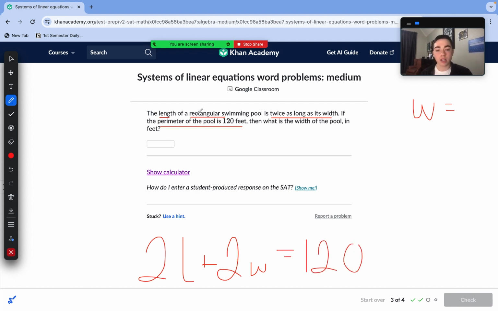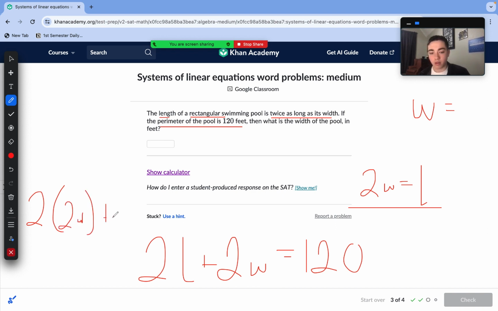Then that first equation, length is twice as long as its width. If length is twice as long as width, then we need to multiply the width by 2 in order to find our length. And then in this case, solving for W, we need the L to be isolated, which it already is in this first equation. We can just substitute L out for 2W, so we are left with 2W + 2W = 120.